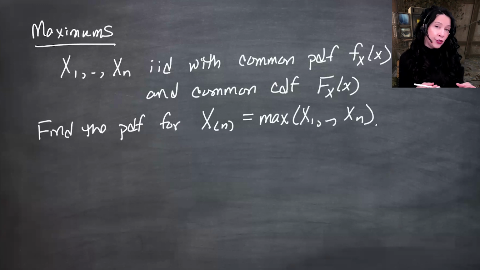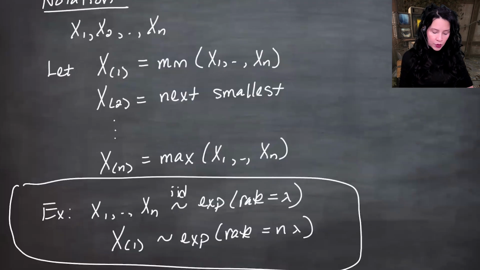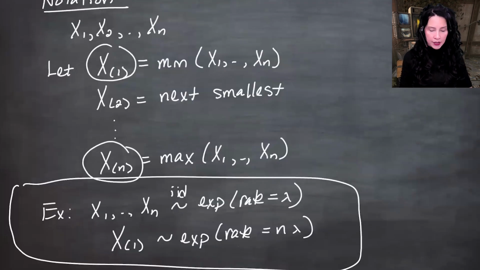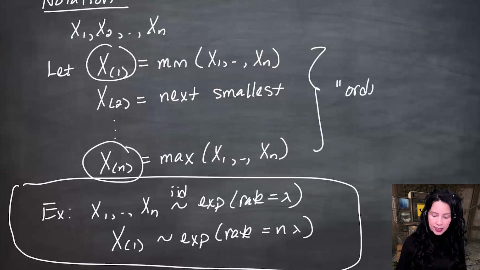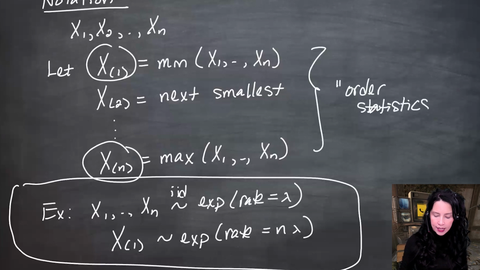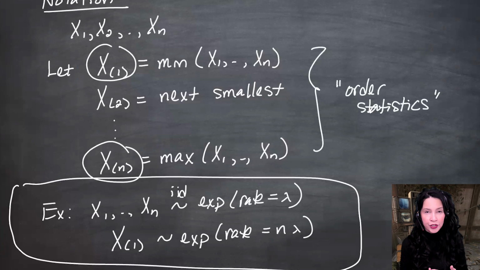Note that, even though the x1 through xn are IID, the x1 in parentheses through xn in parentheses are known as order statistics. A statistic is any function of the data, like taking the sample mean, that's a statistic. Adding up the data, the sum of the x's, is a statistic. Finding the minimum or maximum or somewhere in between is also a statistic, and this has to do with ordering, so they're known as order statistics.